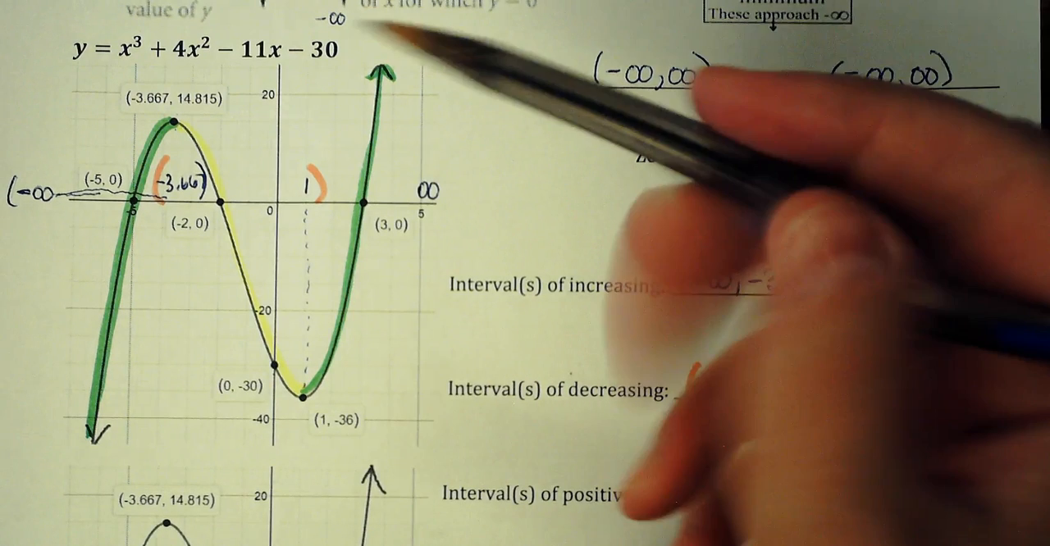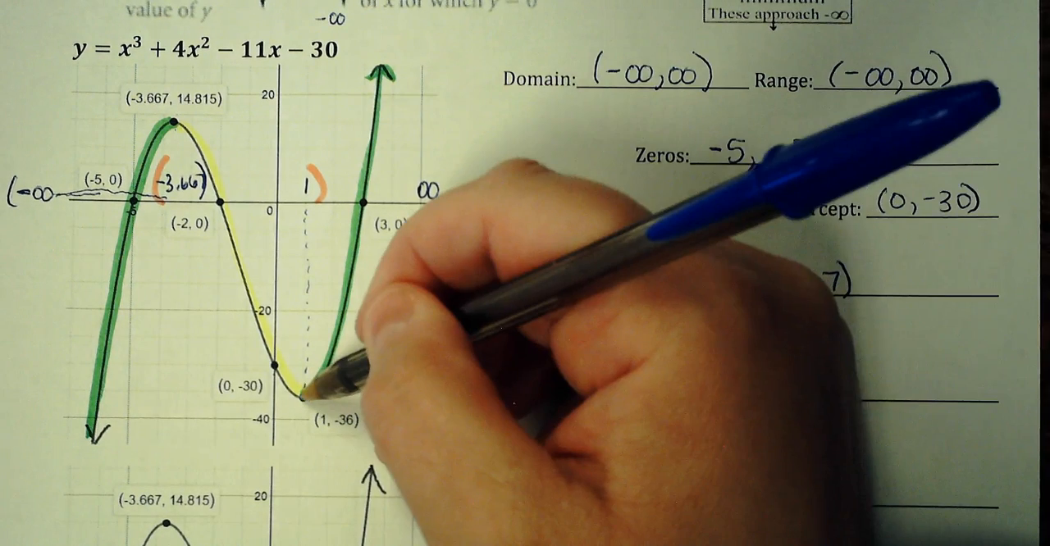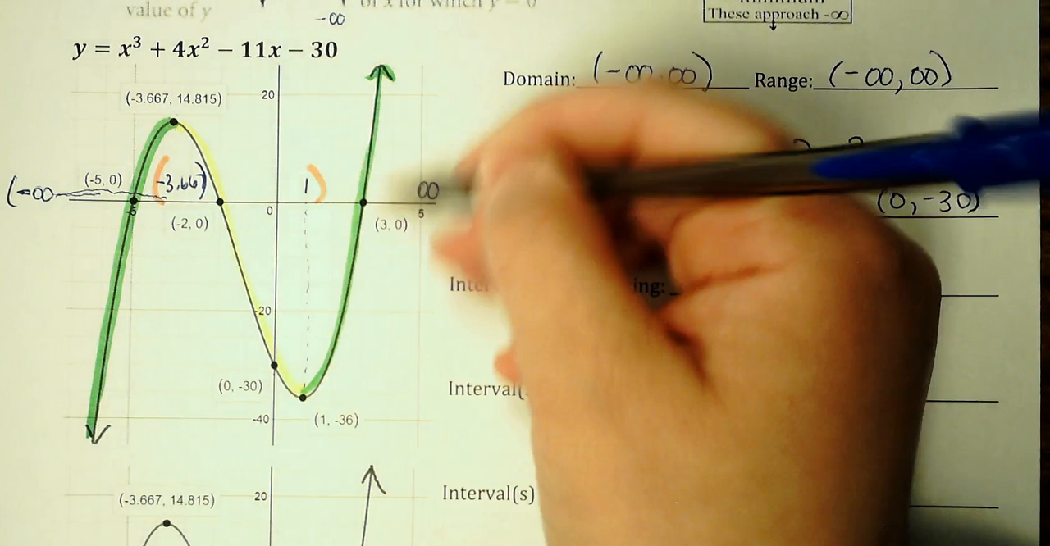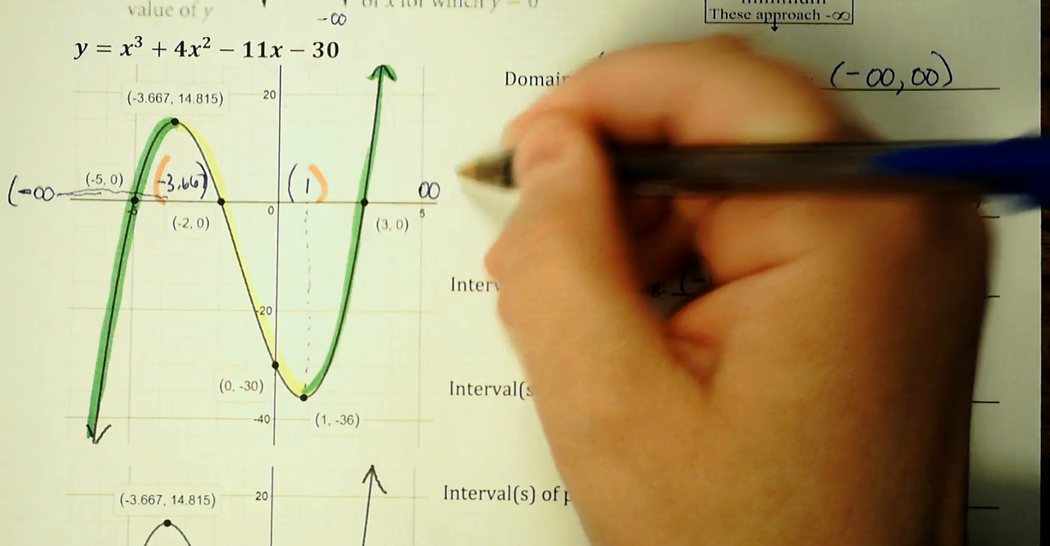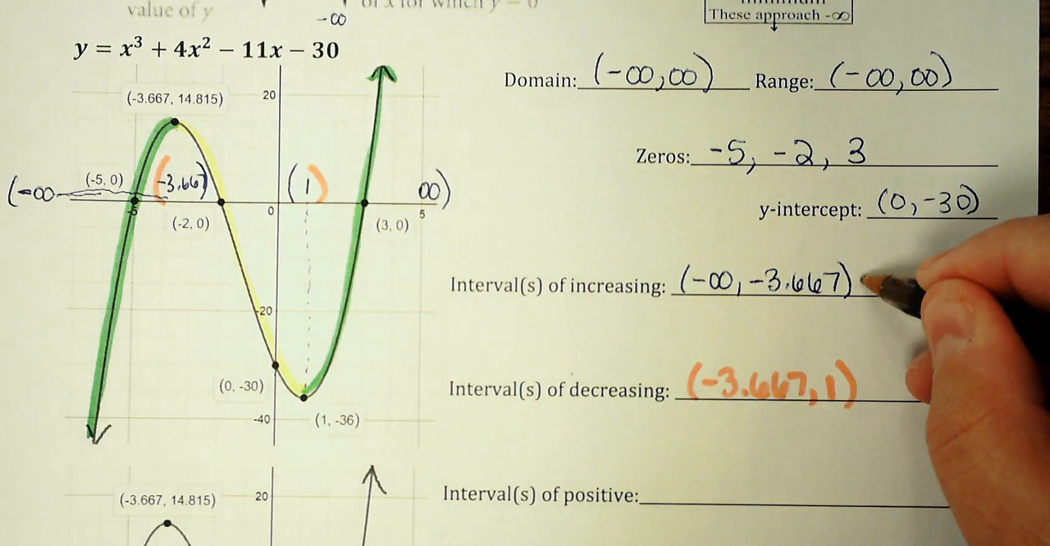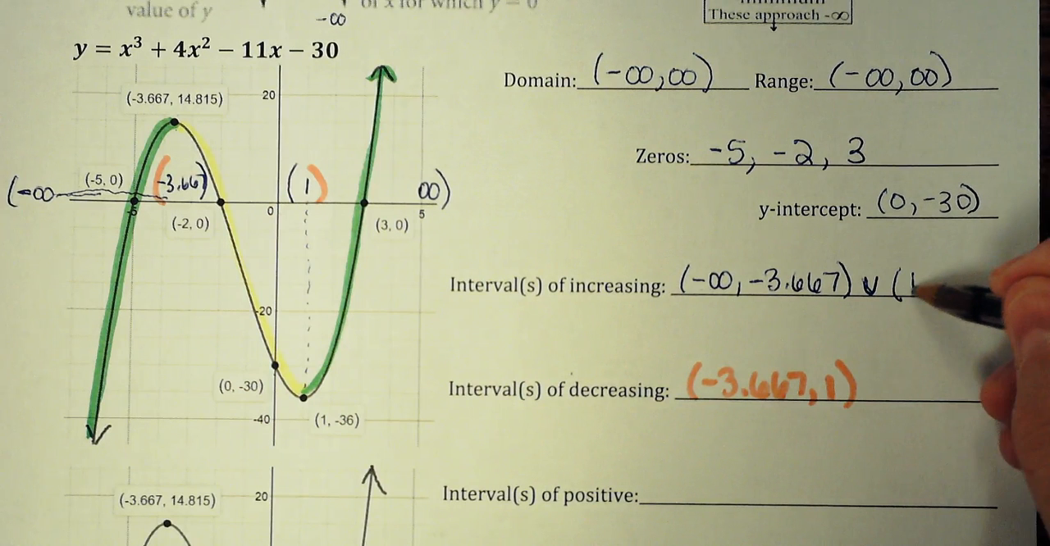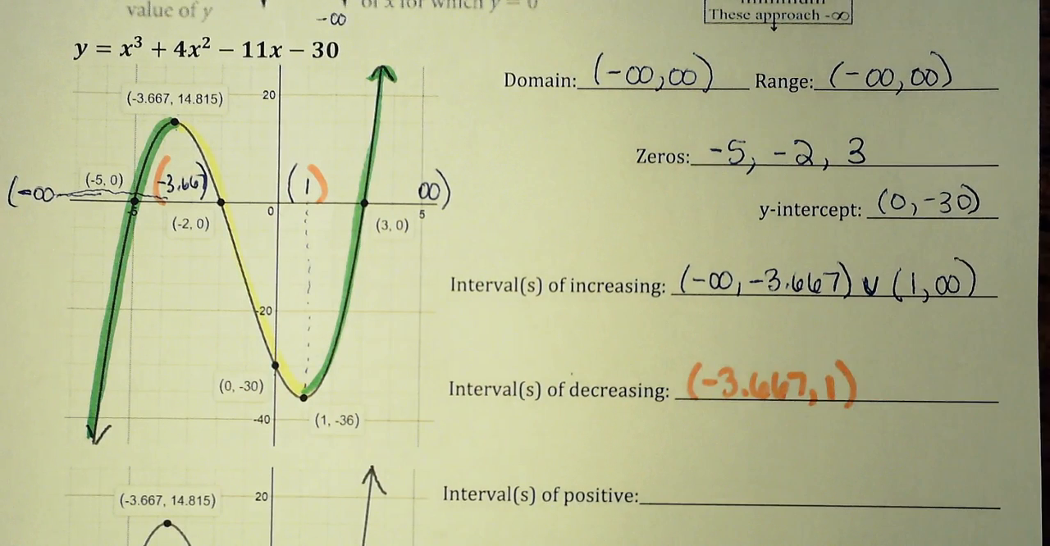And then the rest of the graph, if you look at this, at 1, as I'm traveling from left to right, the rest of the graph starts to draw up. So 1 to infinity is going to be an increasing interval. Remember, if you have more than one, you just put a little union symbol there, and then 1 to infinity will be the rest of the graph.